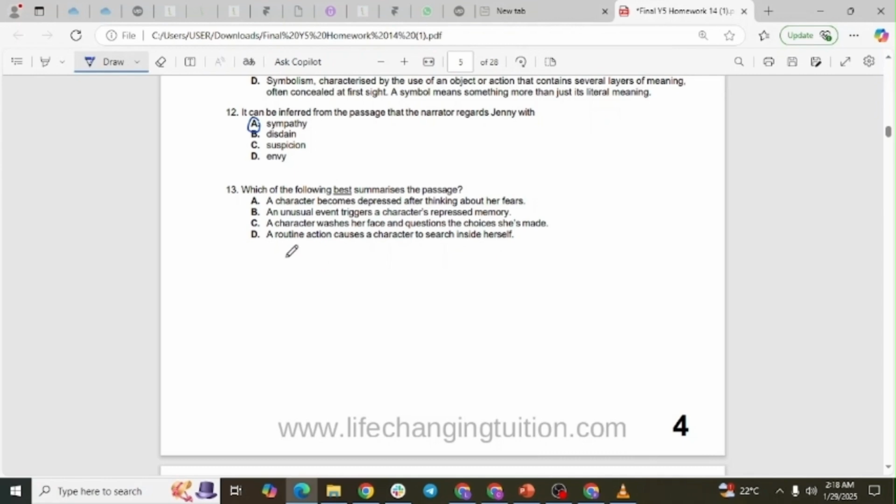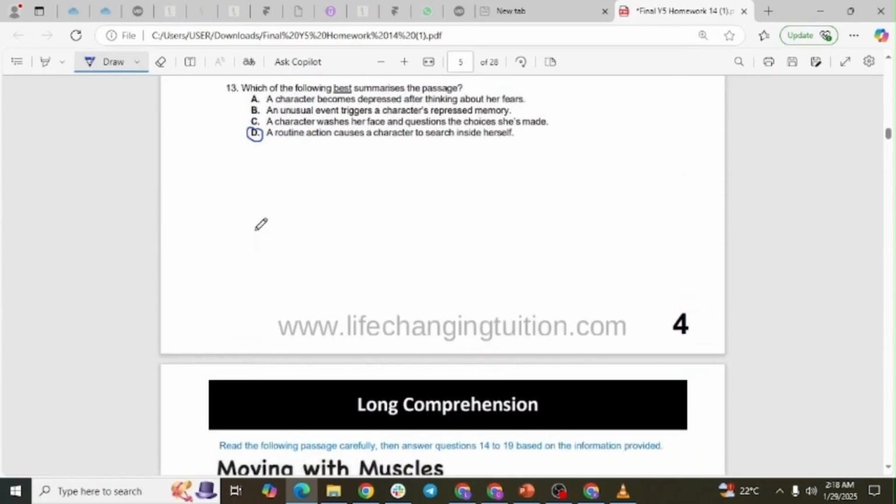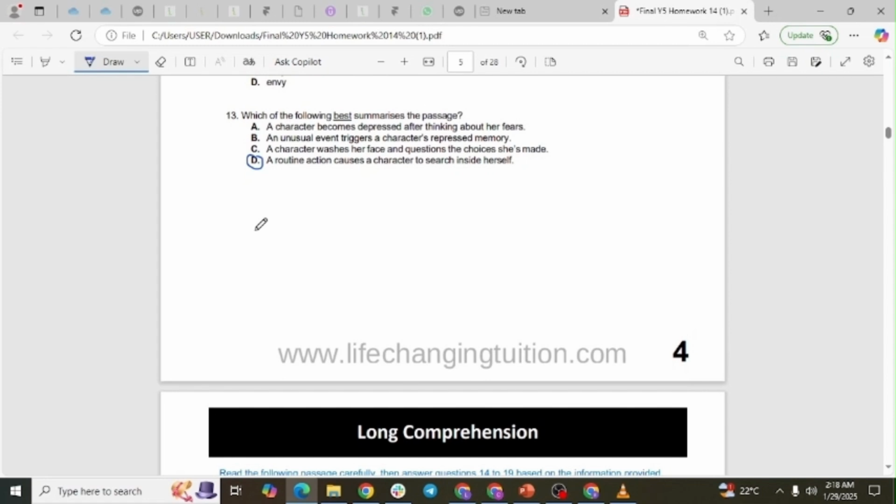Answer: D. A routine action causes a character to search inside herself. Explanation: Jenny's everyday act of washing her face leads her to reflect on her fears, insecurities, and the deeper issues behind them, illustrating how a simple ritual can prompt self-examination.